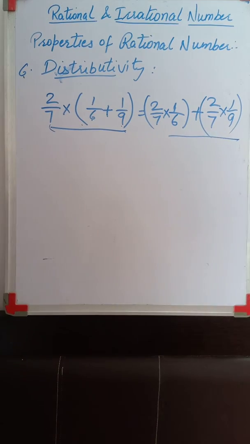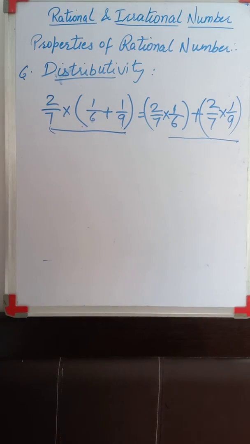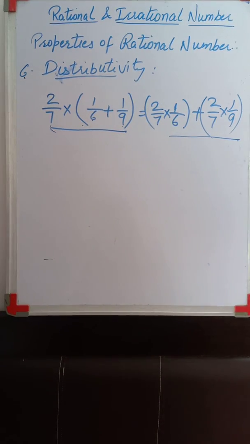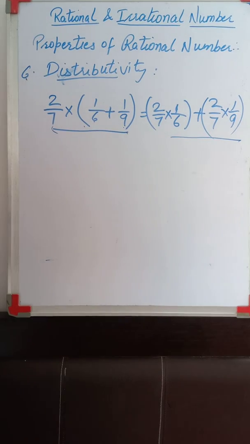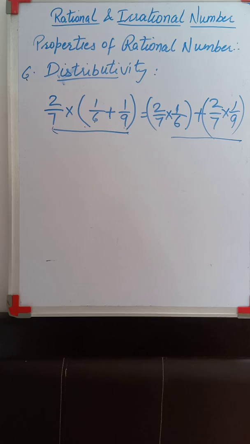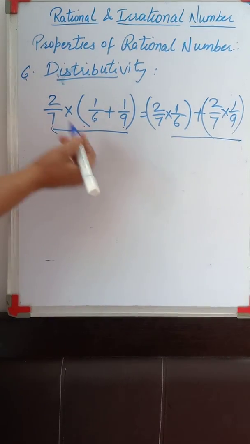Next is the multiplicative inverse. For every rational number, there exists a multiplicative inverse, and when a number is multiplied with its multiplicative inverse, the answer is always 1. And last, it is the distributivity property, right? And all rational numbers hold this distributive property.